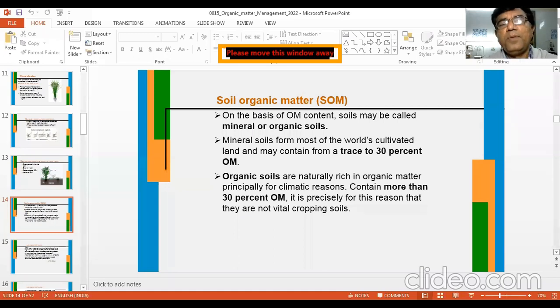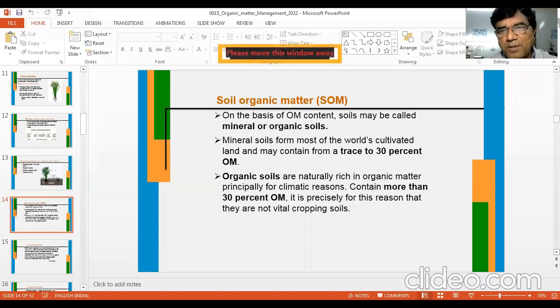Normally, organic soils are not the best soils for any crop. More organic matter means there is less availability of sulfur, less availability of nitrogen, and many nutrients are not available. So ideally it should be at around 6%.